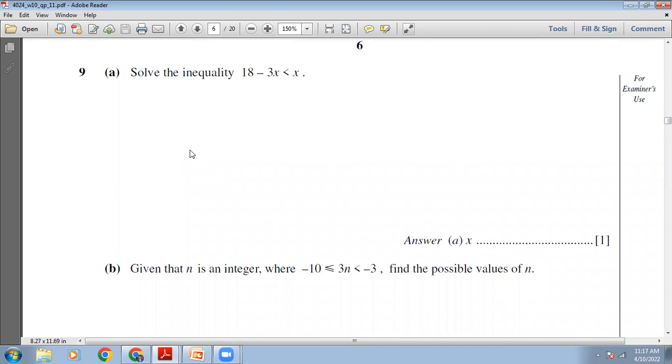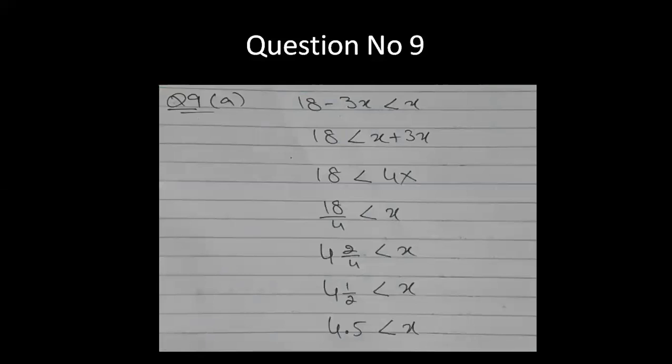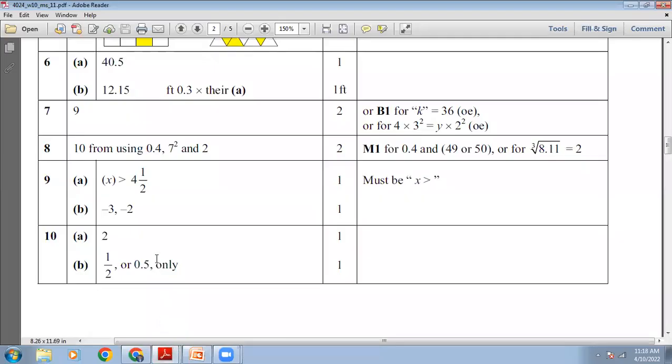Question number 9, A part. He says solve the inequality 18 minus 3x less than x. Okay, so very simple and straightforward question from the inequality. So we will have 18 less than 3x plus x, 18 less than 4x, 18 divided by 4 less than x, 4 whole 2 by 4 less than x, 4 whole 1 by 2 less than x, which means 4.5 less than x. So this is our answer. X is greater than 4.5. Our answer is right, sir.